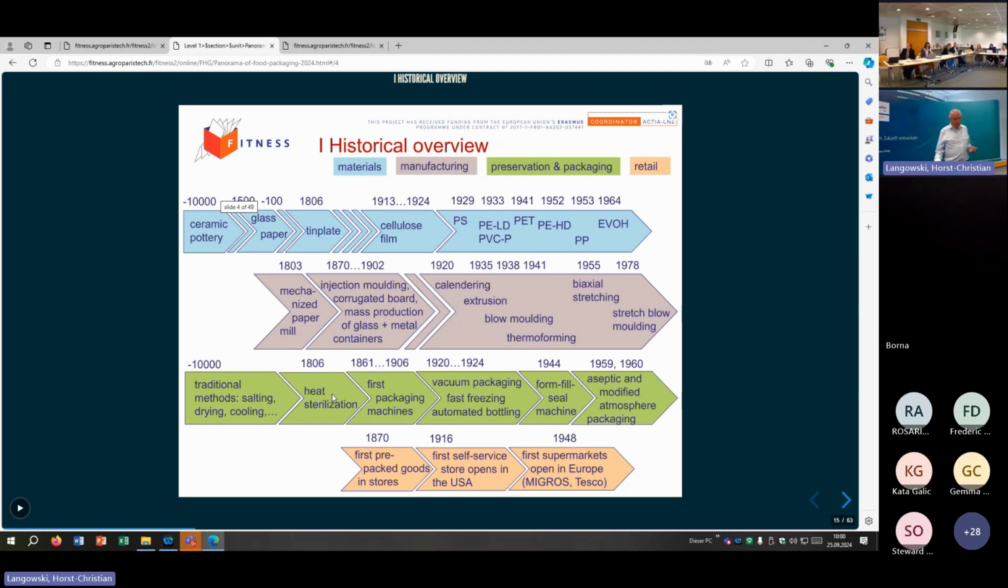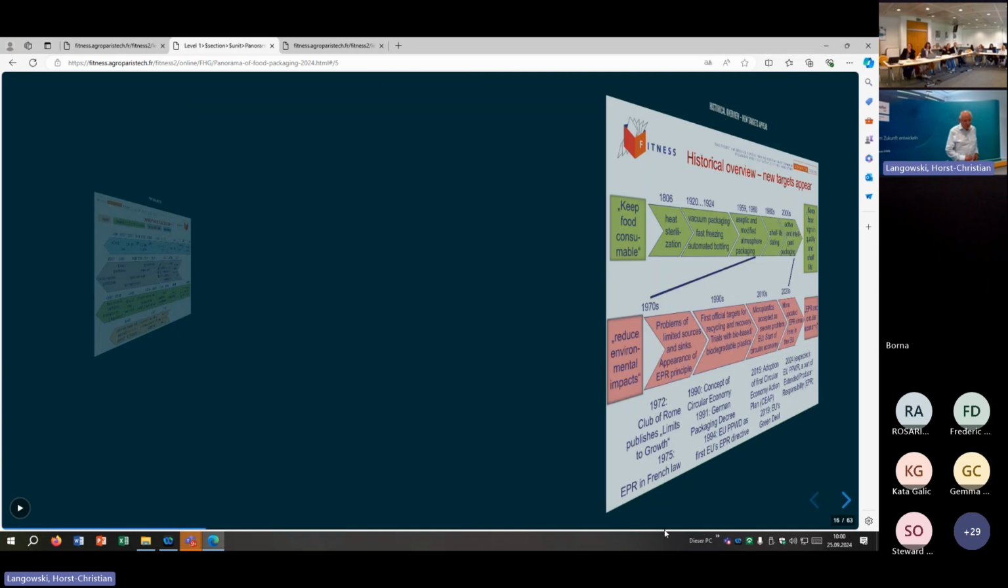But also, for all these things to develop, we also had to achieve a development in the supermarket side or in the market side. It's long ago that the first prepacked goods were already sold in the US, and also the first self-service shops have been created in the US, whereas this only happened in Europe after World War II. All right, so much for the brief overview.